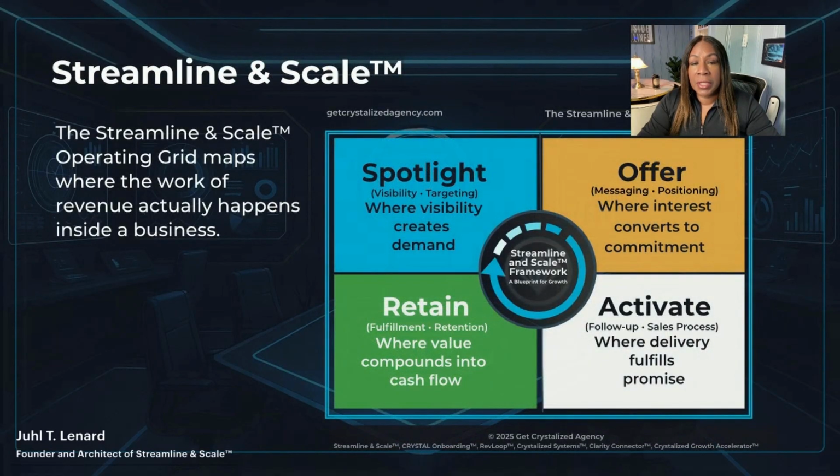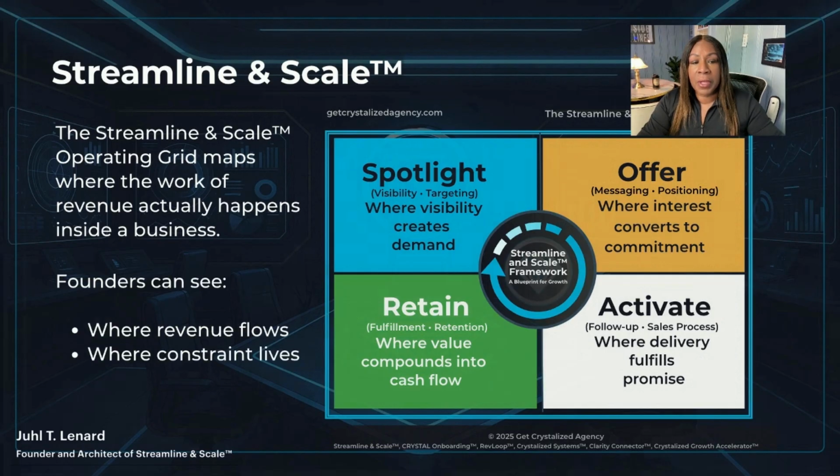This is the Streamline and Scale framework, and this represents the way that we manage the system of revenue. We manage the activities in revenue. Here is where a founder can see where revenue flows, where a constraint lives, and most importantly, where it's dangerous to scale.